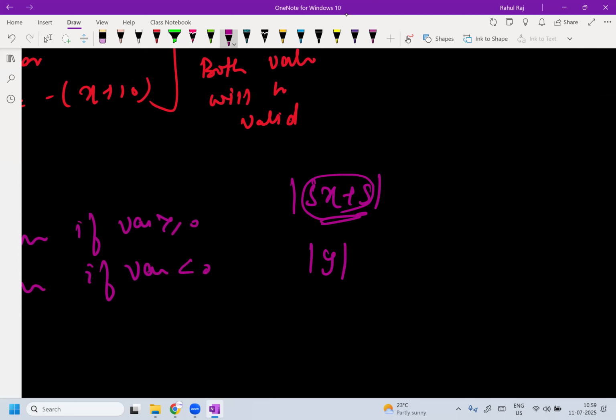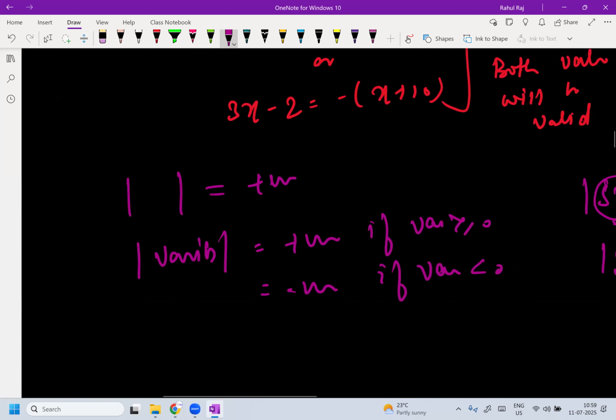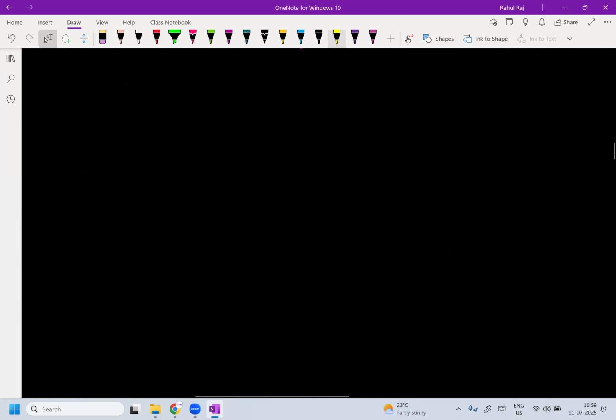And that's the reason I take two cases: mod of 5x plus 5 is positive 5x plus 5, and mod of 5x plus 5 is negative of 5x minus 5. So I assume once if it is a positive number, what would be the calculation? Once if it's a negative number, what would be the calculation? Am I making a complete sense? Correct. Any problems here? No. Perfect.